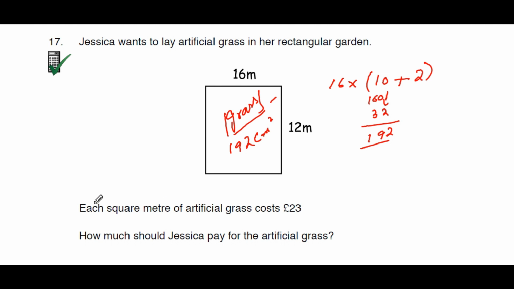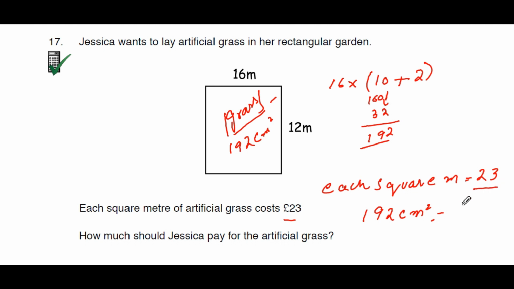So now what is the question again? The question is, each square meter of grass costs 23 pounds. So 192 square meters, how much will it cost? What we have to do is multiply. Whenever you are given the cost of each and you need to find the cost of more, you always multiply.